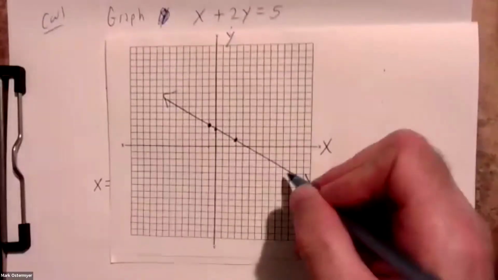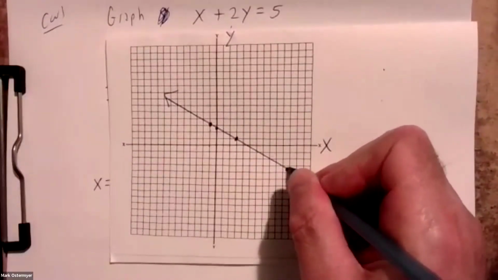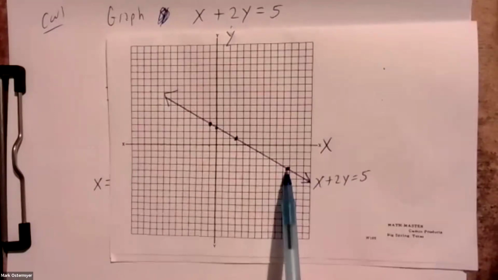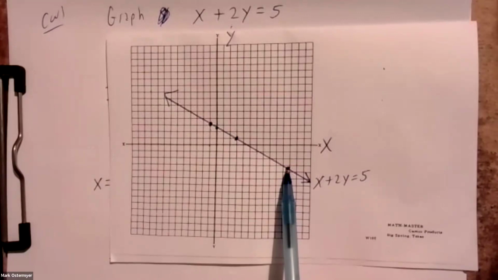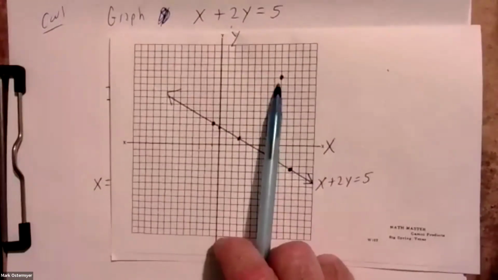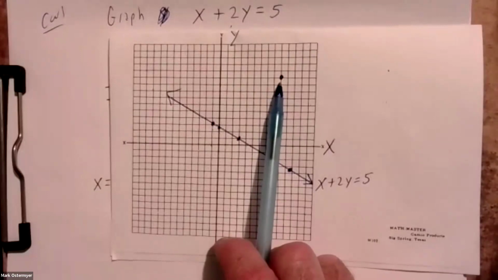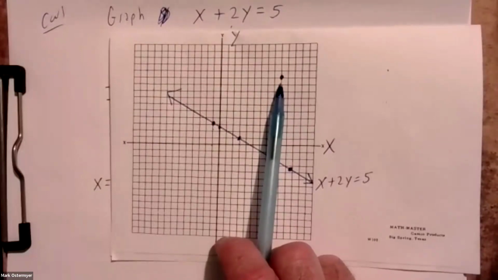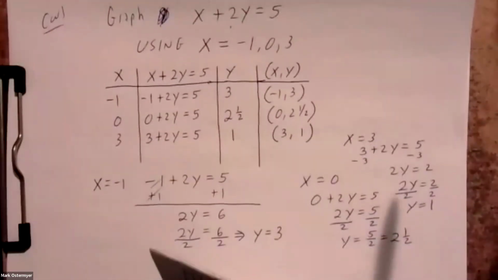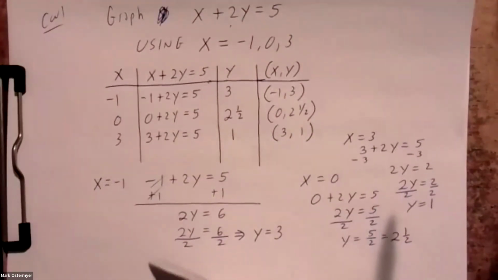Okay, got a question for you. Is this point here a solution to that linear equation? Is this point a solution to x plus 2y equals 5? Yes, because it lies on the graph. Would this point up here be a solution to my linear equation, x plus 2y equals 5? No, because it does not lie on the graph of that linear equation. Okay. Any questions on graphing linear equations using this table method?